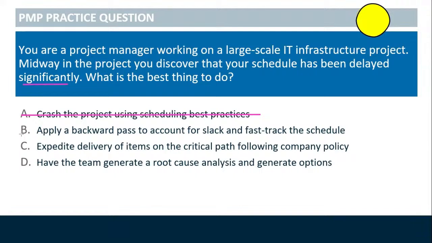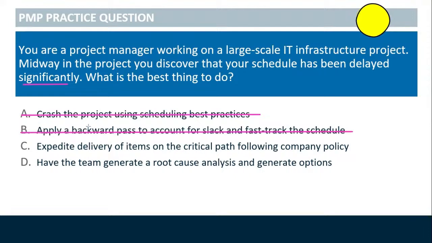B, apply a backward pass to account for slack and fast track the schedule. Now, while there is such a thing as forward passes and backward passes and leads and lags and slack and float, it is still presumptuous to say because you have calculated the slack, you understand what is happening with the schedule. Fast tracking the schedule is also presumptuous. So we will not go with either of those.